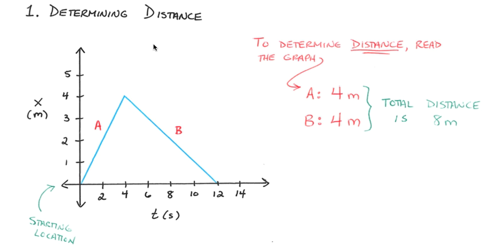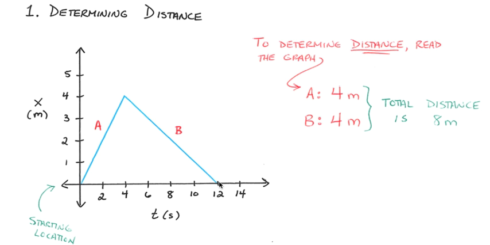If we want to determine the distance, that's the easiest part. You simply just read the graph and you add up the distances the object has traveled. So for leg A or section A, I've gone 4 meters. For section B, I've gone from 4 down to 0, which is also 4. Granted, A was 4 meters forward, and B was 4 meters backwards, but distance doesn't care about direction. So the total distance that this object has traveled is 8 meters.